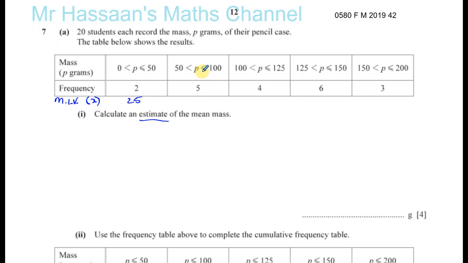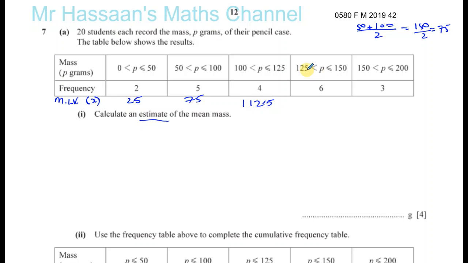And we have 5 pencil cases somewhere between 50 and 100. Halfway between 50 and 100 is 75. If you're not sure how to do that, you just add them together: 50 plus 100 divided by 2. That's 150 divided by 2, which gives you 75. That's how you find the mid-interval value. So halfway between 100 and 125 is going to be 112.5. That's 225 divided by 2.